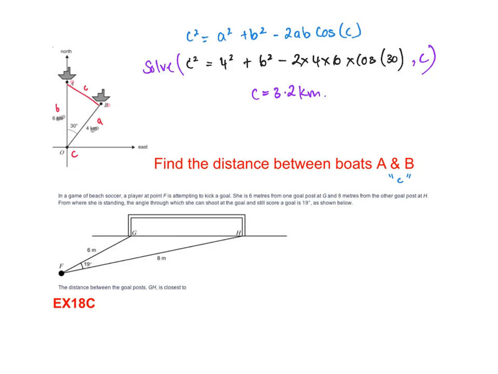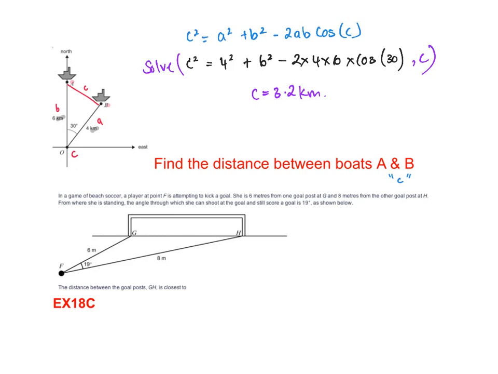Okay, let's do another one. This did come up in an exam a while ago. In a game of beach soccer, a player at point F is attempting to kick a goal. She is 6 metres from one goal post and 8 metres from the other goal post at H. Where she is standing, the angle through which she can shoot and still score a goal is 19 degrees as shown below. Find the distance between the goal posts, G and H.